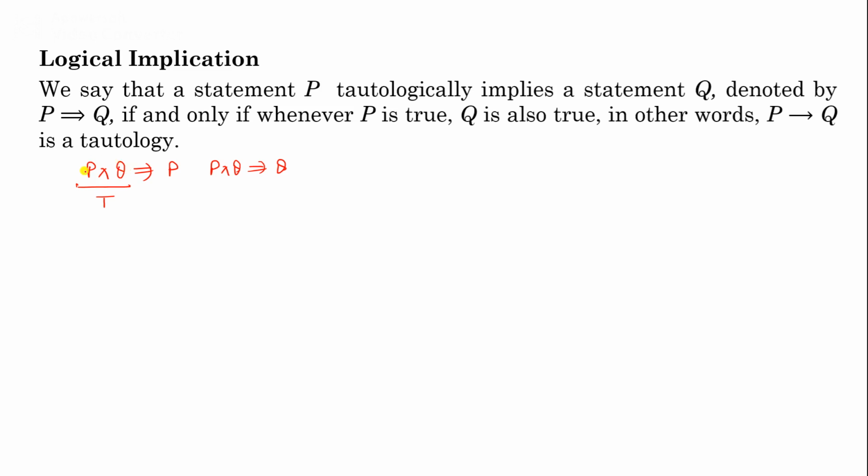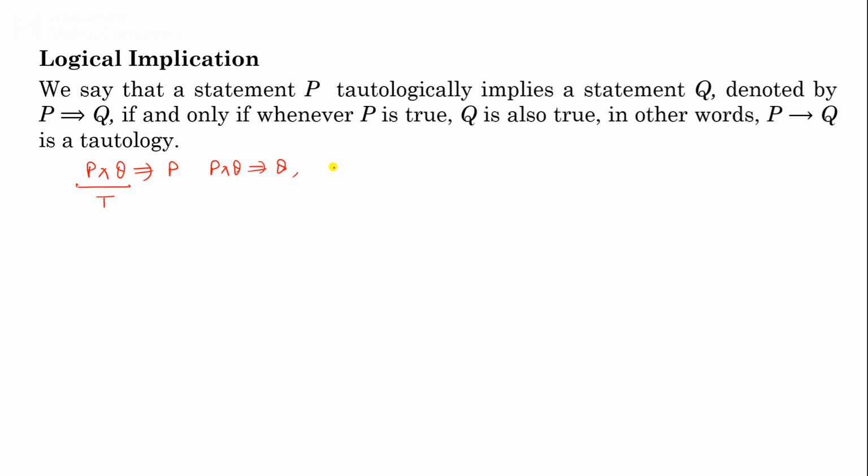It means whenever P and Q is true, both of the variables P and Q are true. If you assume that P and Q is true, it automatically tells you that P is also true. Similarly, if this is true, it means Q is also true. So this is an implication, and you can say P and Q tautologically implies P, or P and Q tautologically implies Q.